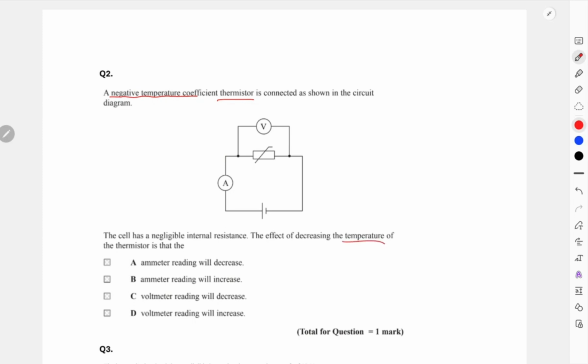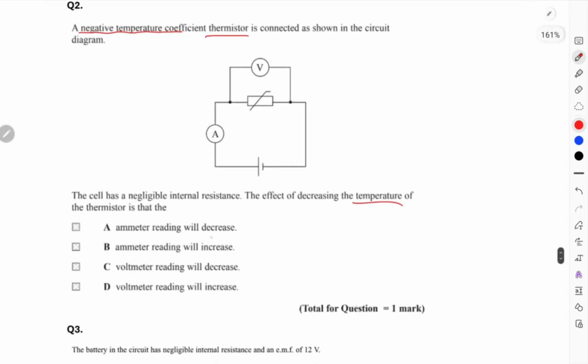obviously total resistance will decrease, total current will increase, right? These are the only effects. Also the voltage, yeah, that is it. The ammeter reading will decrease. No, the ammeter reading will increase, right? So the ammeter reading will increase.